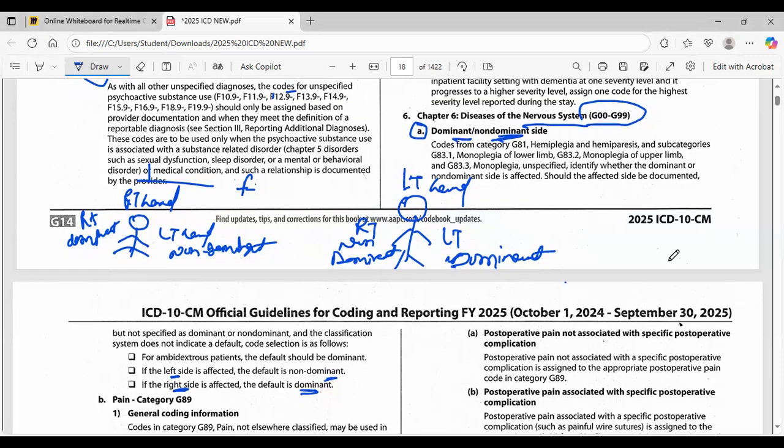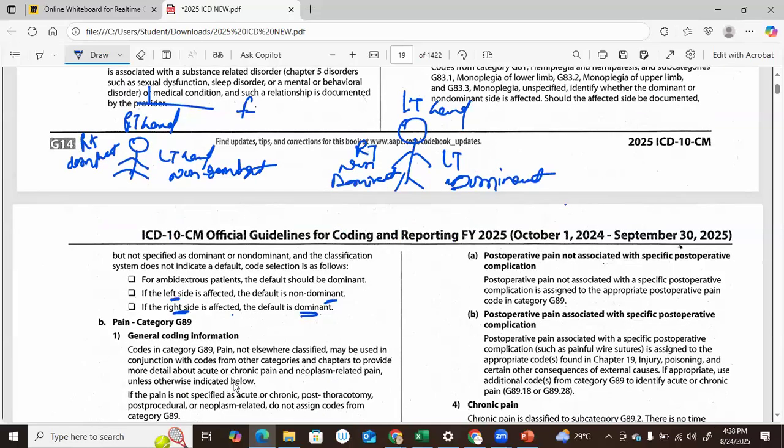Next, we have other guidelines. Next, we have the pain category. We have to code pain only if the patient is coming for pain management. If the patient is coming to get treatment for a disease, in that case, we have to code the disease instead of the pain.